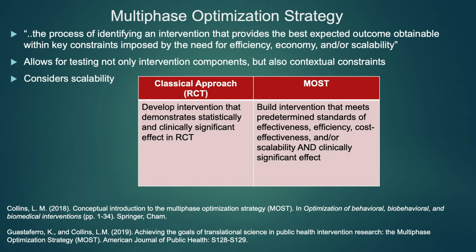In the classical RCT approach, you develop an intervention with the goal of demonstrating a statistically and clinically significant effect in the RCT. For MOST, you want to build an intervention that meets predetermined standards of effectiveness, efficiency, cost effectiveness, and/or scalability. So we're thinking much more broadly about context, and that fits very well with thinking about how you're going to apply your implementation framework and helps in guiding thinking about what you need to consider.